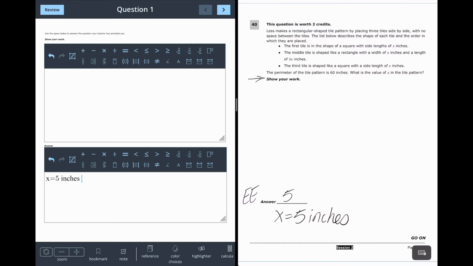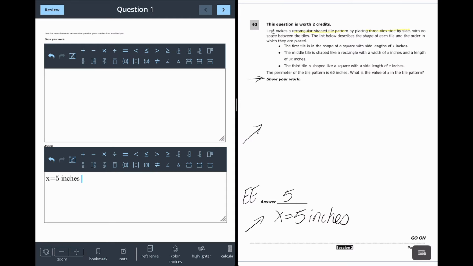So you have that, great, but make sure we want to also see you have the complete work, because this needs a correct answer and clear work being shown. So let's go through it. Lee, sorry about this typo, this should be Lee. Lee makes a rectangular shape tile pattern by placing 3 tiles side by side with no space in between.